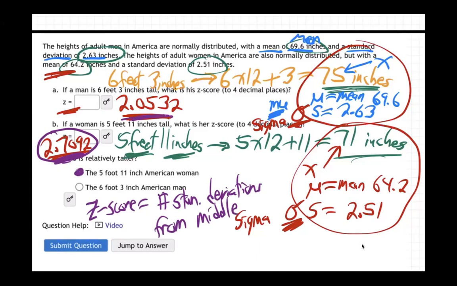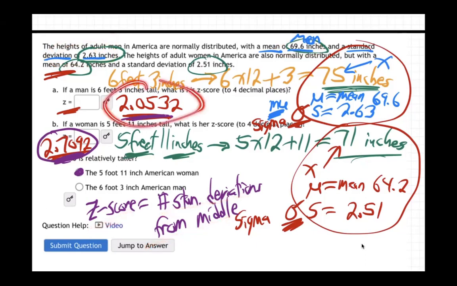Like, for men, the average man is 69.6 inches tall, but not every man is exactly average. Some are taller, some are smaller. How far off the middle are they typically? That's what the standard deviation is, 2.63 inches. So most men are either taller or shorter than the average by 2.63 inches. Some more, some less, but that's the average distance from the middle. So Z-score is a measure of how many standard amounts you're off the middle.